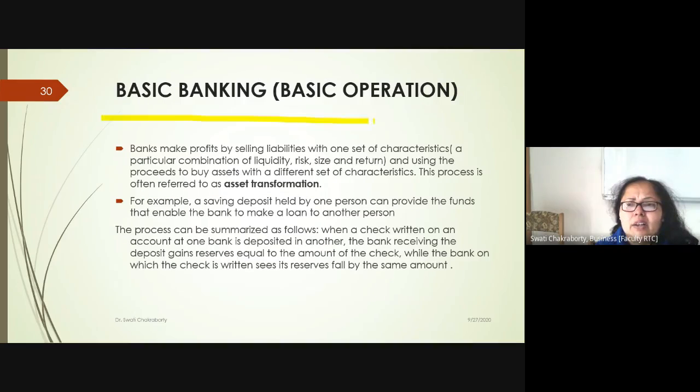Basic banking, right? So banks, how does it go? Banks actually make profits by selling liabilities with one set of characteristics, which is a combination of liquidity, risk, size, and return, and use that to buy assets with a different set of characteristics. This process is known as asset transformation. Say, for example, a savings deposit held by any person can provide funds which will help banks to make a loan to another person, right?